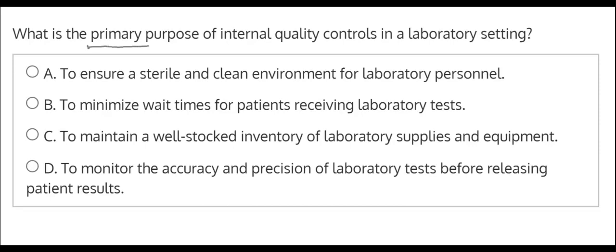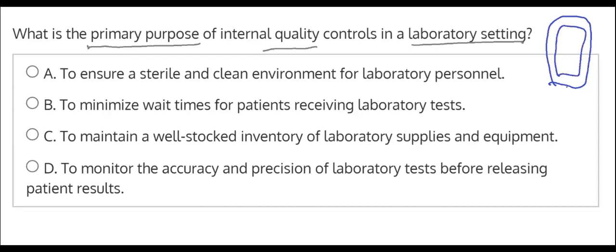What is the primary purpose of internal quality controls in a laboratory setting? So remember, when the question says primary purpose, that means that there may be other choices on the list that do work for maybe identifying a reason why we use quality controls, but we want to find the main overall purpose.